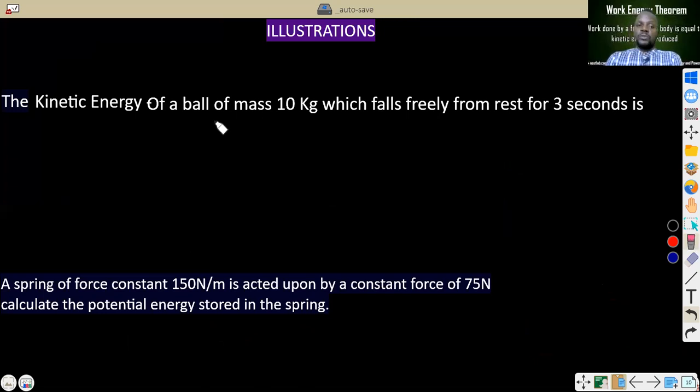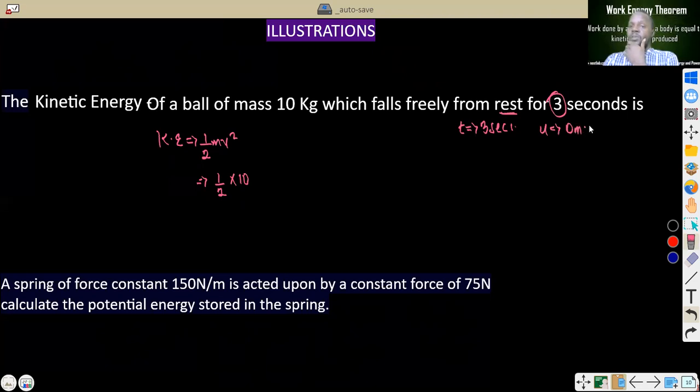Now, from what we have studied, we said the KE, or kinetic energy of a body, is half mv squared. Directly, you can substitute the values of the parameters. The mass was given to be 10 kg, and the velocity here is not given. You are only given the time. So directly we can apply Isaac Newton's laws of motion, which you have studied. It is from rest, so initial velocity, everybody should know, is 0 meters per second.